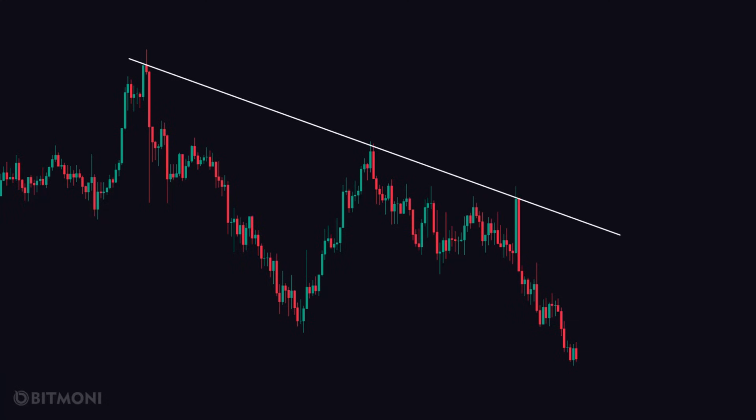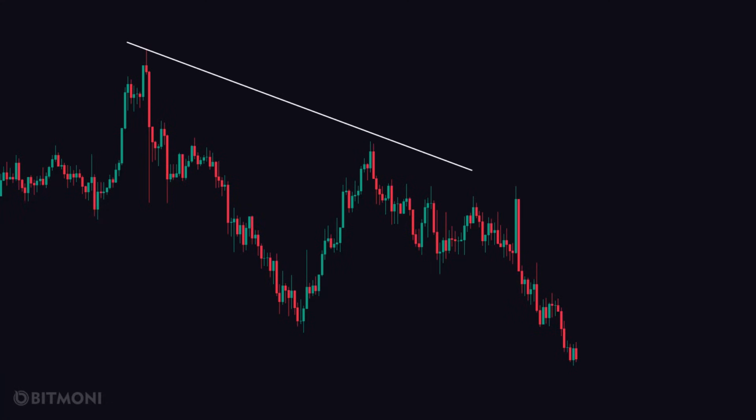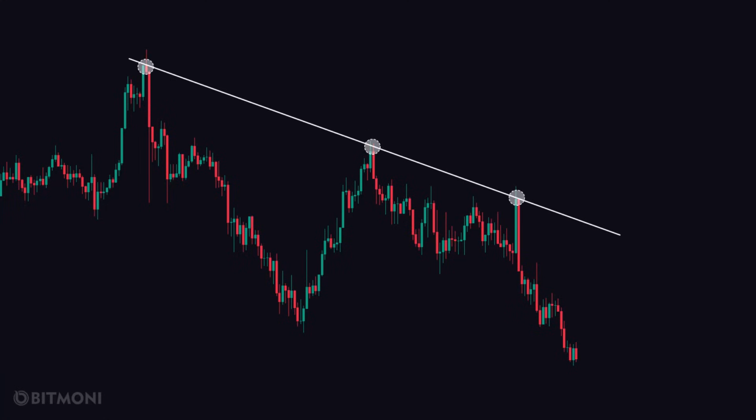Now, a common question traders frequently ask is whether to connect the candle wicks or the bodies. Well, the best approach is to use the one that results in the most touch points. For instance, in this particular example, if we draw through the wicks, we will only have 2 touches. But if we draw through the body, we will have 3 touches. So in this scenario, drawing through the body will be better.